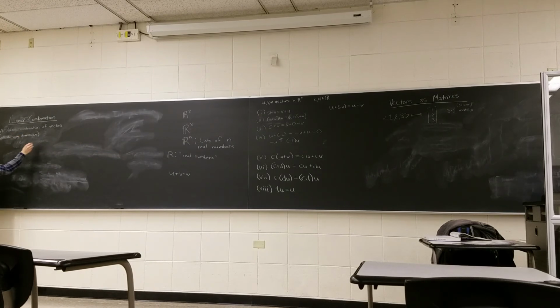A linear combination of vectors is a sum of those vectors scaled. So we take each of these vectors, we scale them by some amount, we multiply some scalar by them, and then we add them all together.